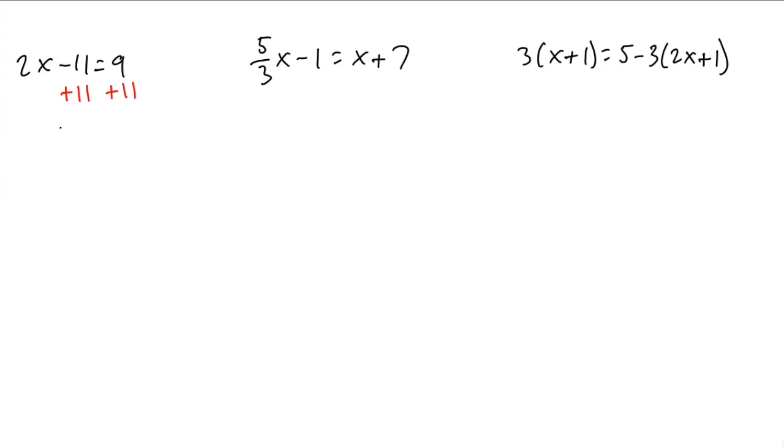So that will give us 2x equals 20. And now 2 times x, so we do the opposite. X is being multiplied by 2, so we divide both sides by 2. And that'll give us x equals 20 divided by 2 is 10.